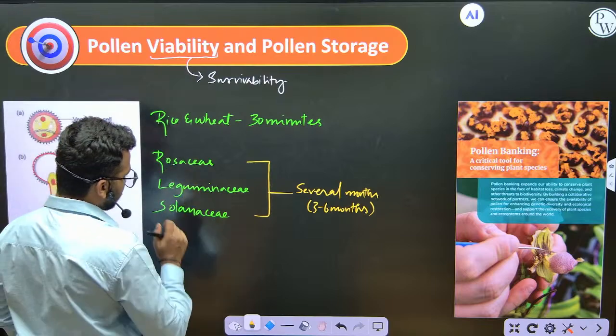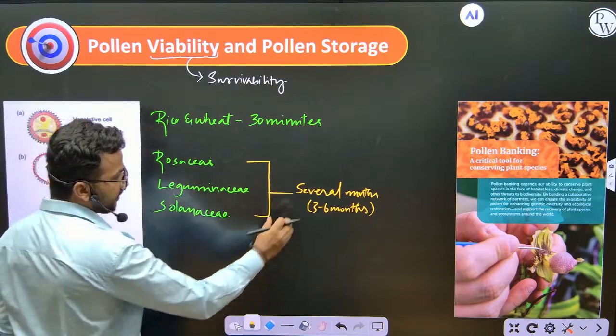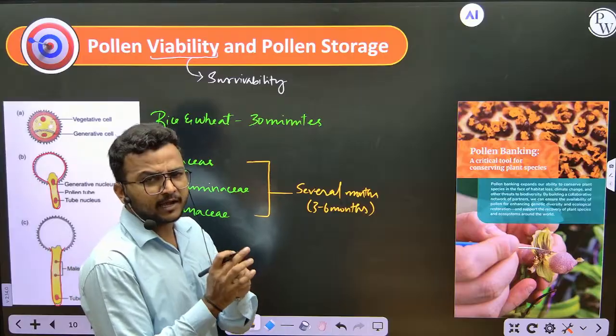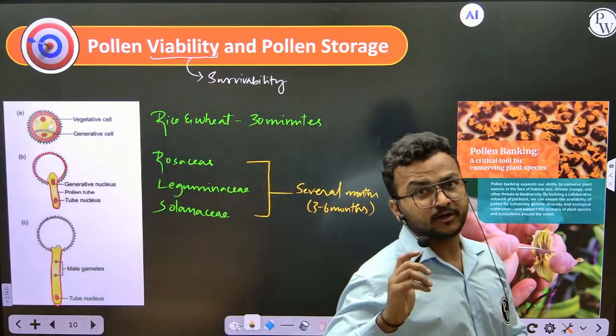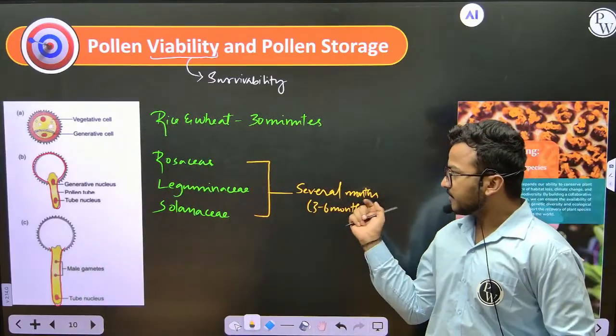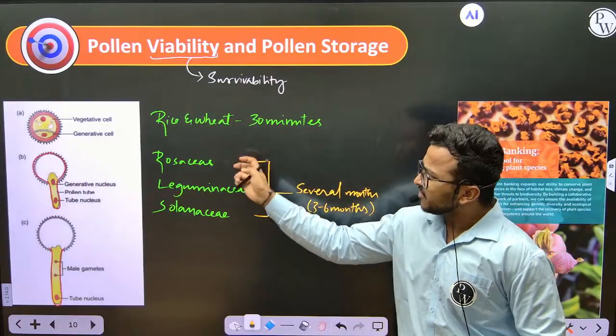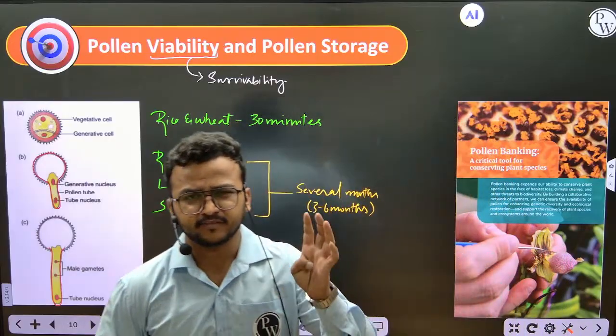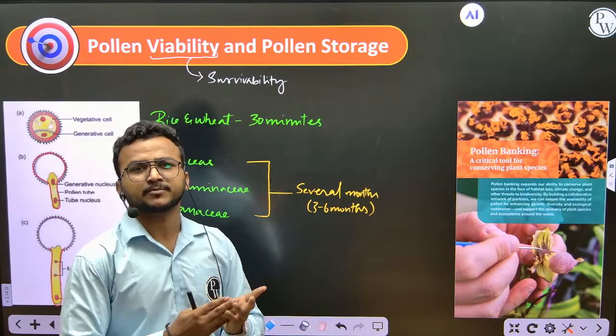So that is Rosaceae, Leguminosae and Solanaceae. There the pollen grain can be viable or survivable for several months, 3 to 6 months it will survive. In case of these, Rosaceae is nothing but you can take the example of rose.